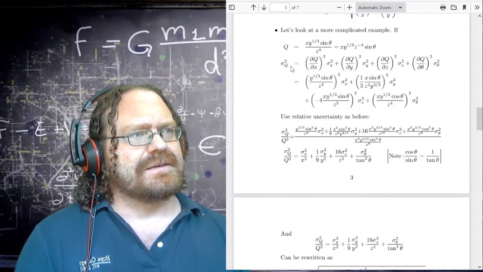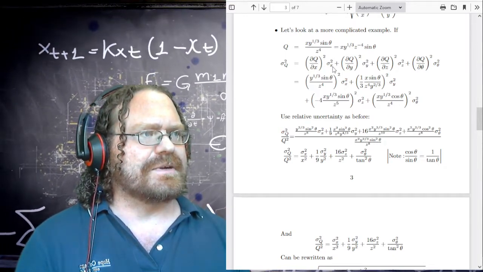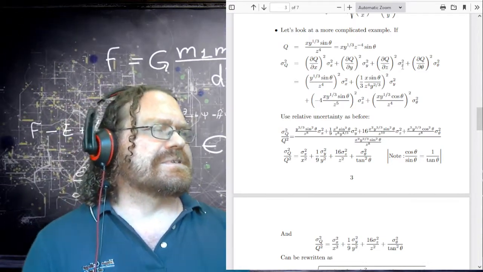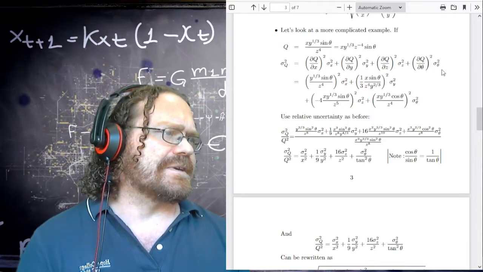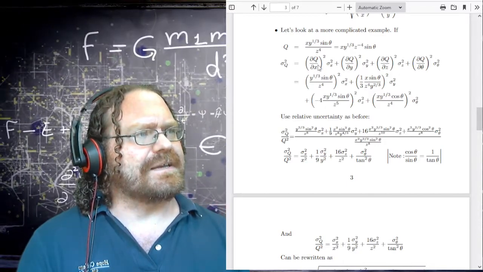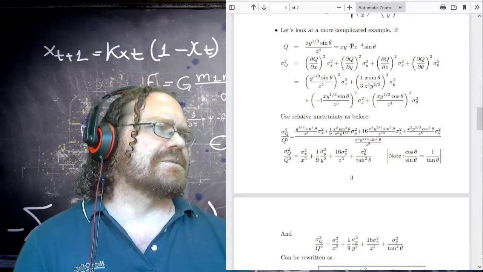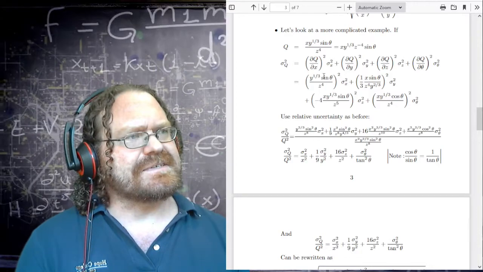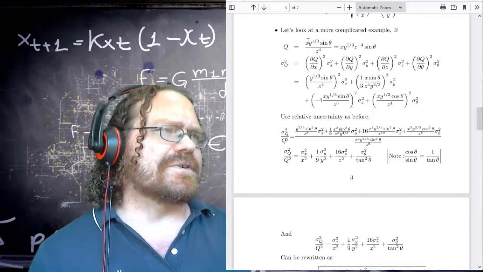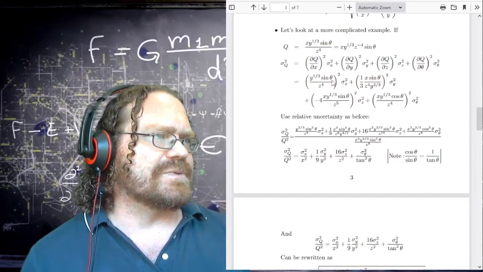So sigma q squared is equal to the partial with respect to x squared times sigma x squared, plus the partial with respect to y squared times sigma y squared, plus the partial with respect to z squared times sigma z squared, plus the partial with respect to theta squared times sigma theta squared. Great. So let's do the first one first. What's going to go inside of here? We're going to take the partial of this first term with respect to x. We just have an x to the first, and that becomes a 1. We're left with y to the 1/3 sine theta z to the -4, and that's what we have right here.